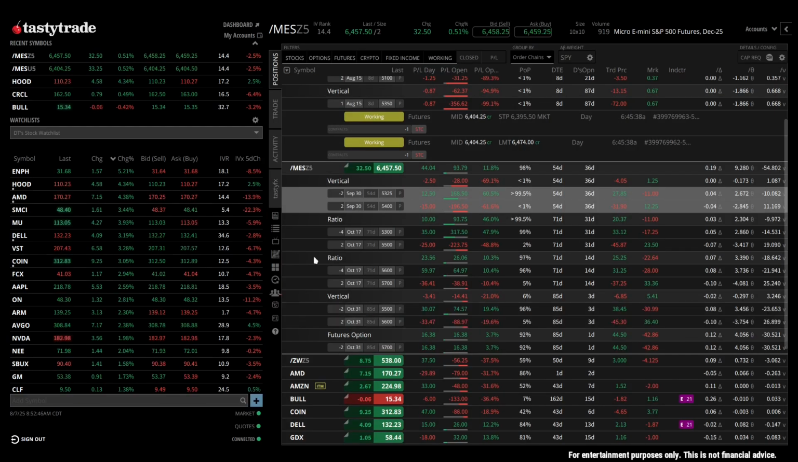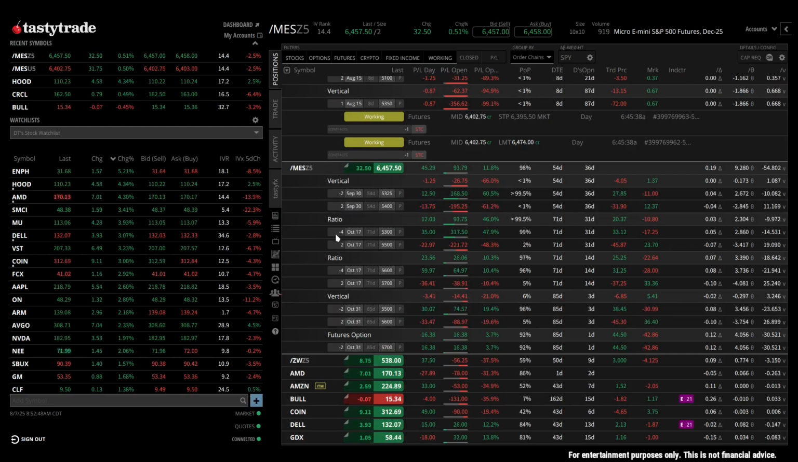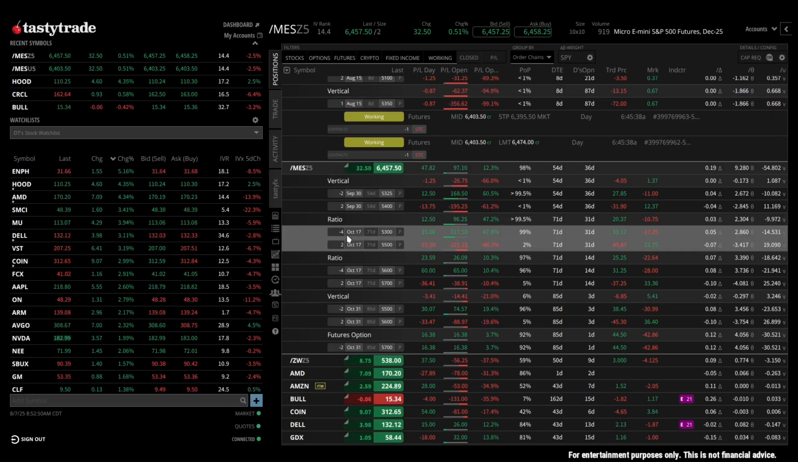debit spread, and then lots of short puts, excuse me. So I've got a put ratio spread, 4x2, so 2 naked puts. This is almost at 50% max profit. I certainly could close this at 48% max profit.